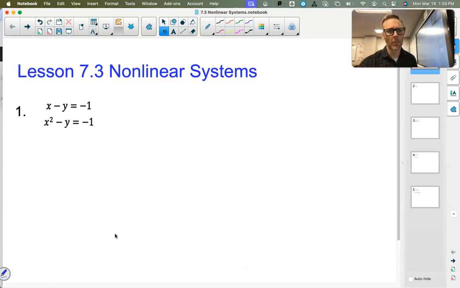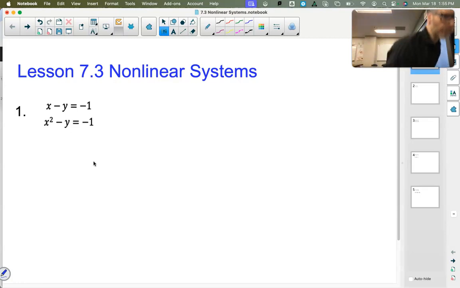So take a look here at number one. Okay, the top one is a line, but we can see the second equation has a squared in it, so that would not be linear. We're going to solve this problem, then we're going to come back and ask ourselves a little bit more about what's happening with that second equation. Our strategies for solving this are going to remain the same: substitution and elimination.